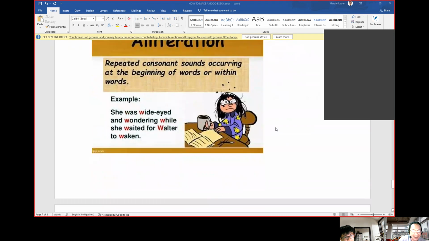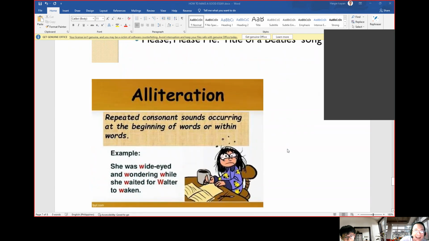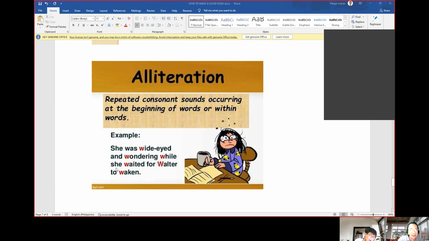Next one, we have alliteration. So what is alliteration? It's very simple. Alliteration is the repeated consonant sounds occurring at the beginning of words or within the words themselves. For example, can you read this one? She was quite late and wondering why she waited for water to waken.